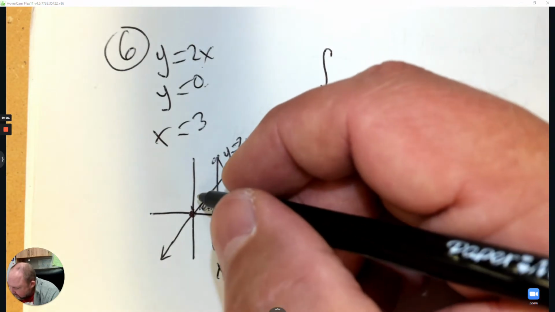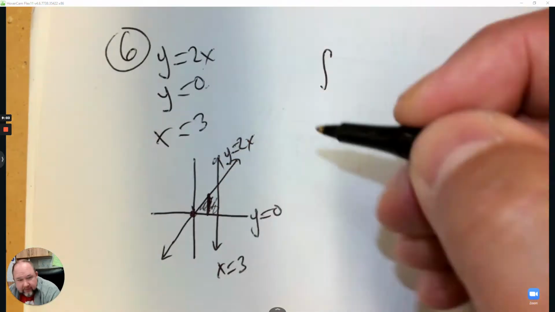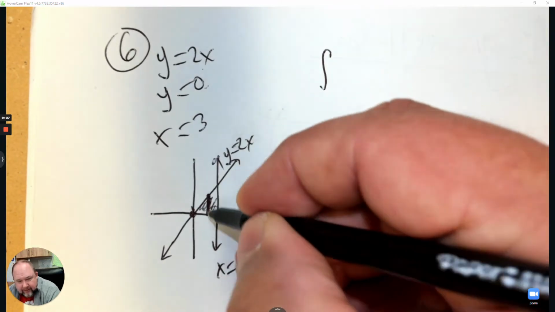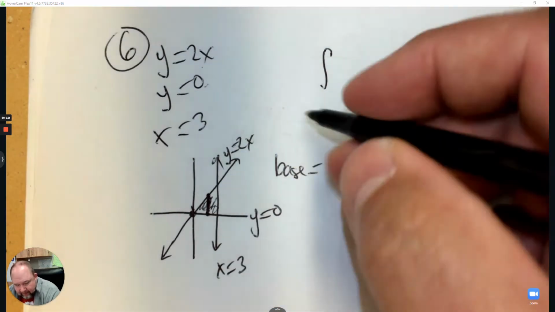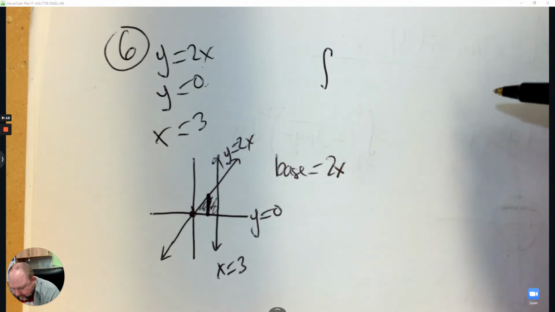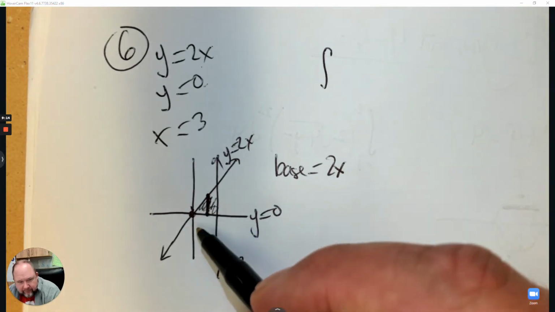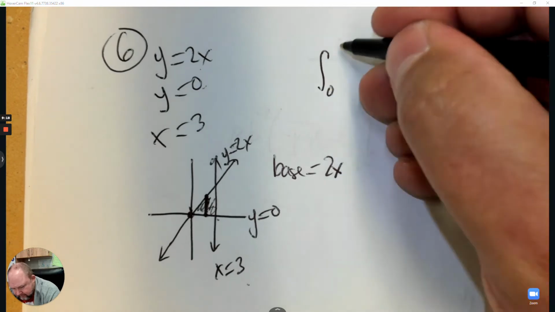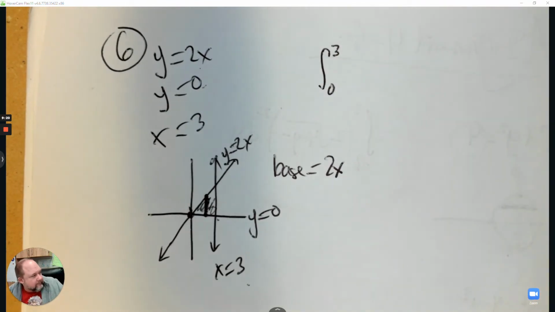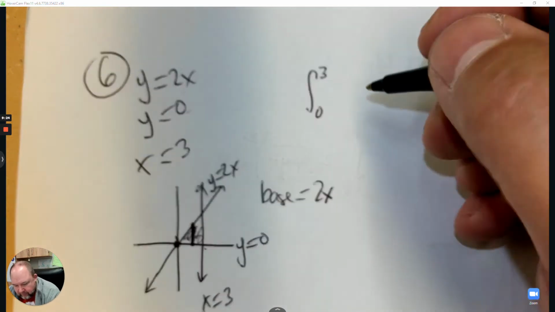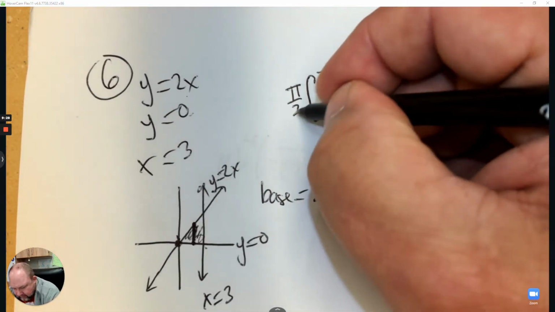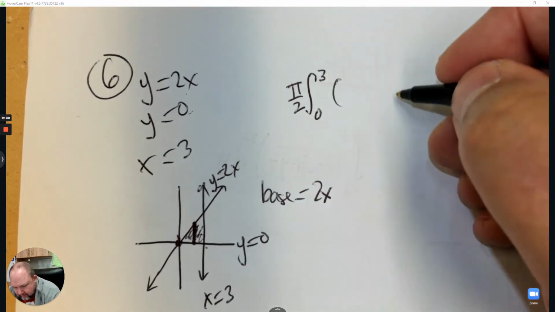And it says perpendicular to the x. So there we go. To understand the base, the top of the base, subtract the bottom of it. So that would be 2x minus 0, or 2x. The bounds go from, for the x's, go from 0 to 3. And then these are semicircles. So the formula for a semicircle is pi r squared divided by 2. So I'm going to practice doing this.